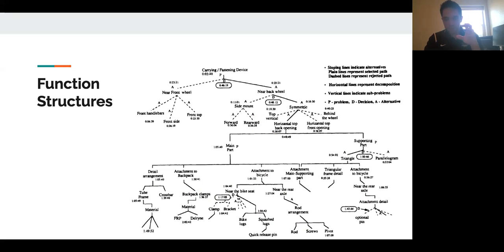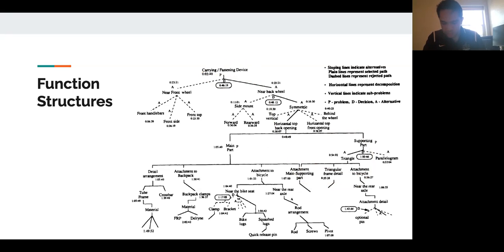Function structures are analogous to problem trees, and they allow a designer to work efficiently, given that they map their function structures correctly. The mapping is like a legend: this is how we map our problems, or define the mapping for the problems. Then we have a problem, and we just list as many problems as come to mind as possible, for example, when we talk about a carrying fastening device.